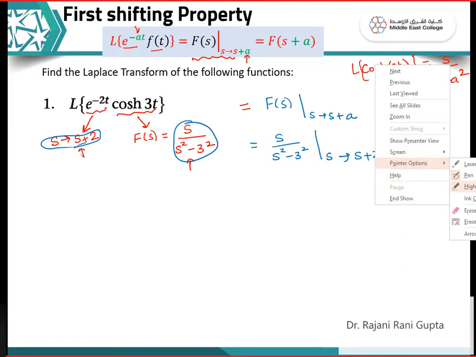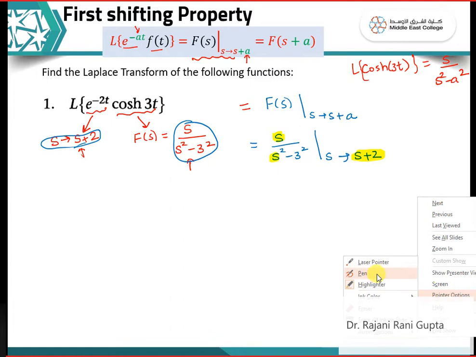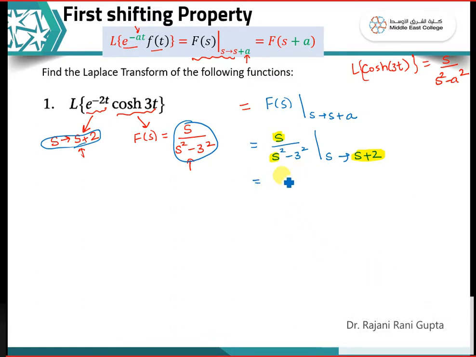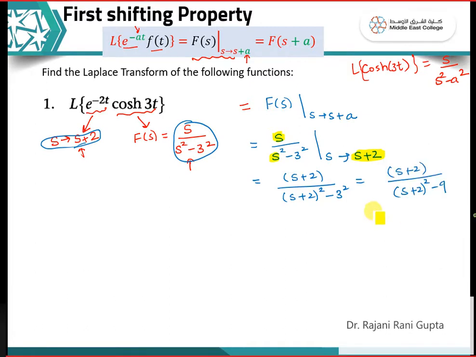We need to replace s. We have s here, we have s here. We have to replace it by s plus 2, and don't change any other thing. So this gives you s plus 2 over s plus 2 power 2 minus 3 square, and you can simply write it as s plus 2 over s plus 2 power 2 minus 9. Just stop here, don't simplify it further. So we just replace it by s plus 2 and we got our answer.